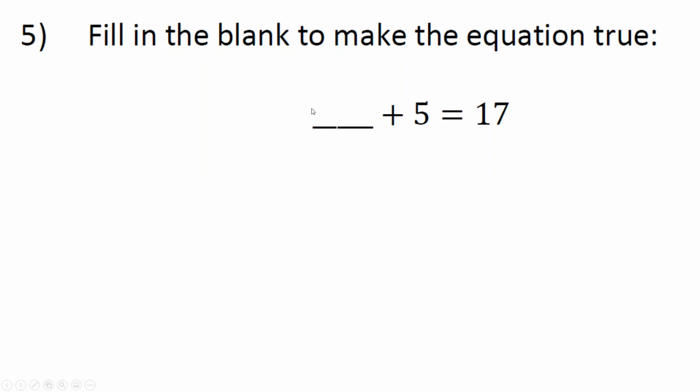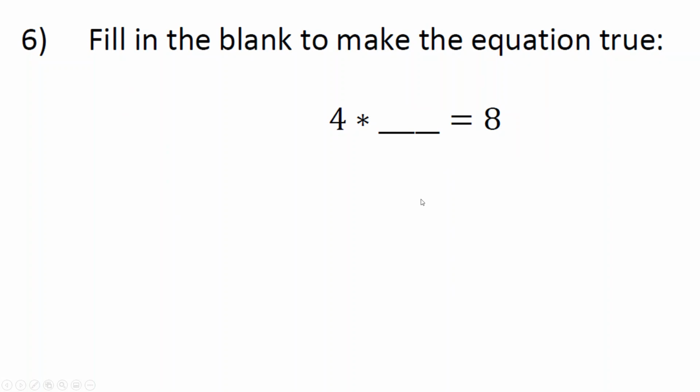All right, this one. So what number is going to go in here? Something plus 5 equals 17. Now, if you're having a hard time figuring this out, you can always get rid of this plus 5 by subtracting from both sides. The opposite of plus 5 is minus 5, and that gives you 12. So our mystery number is 12.